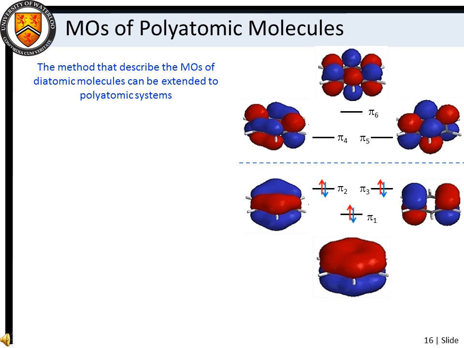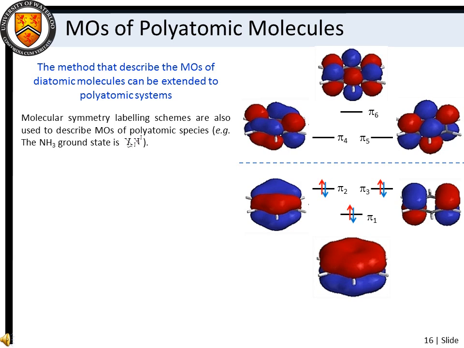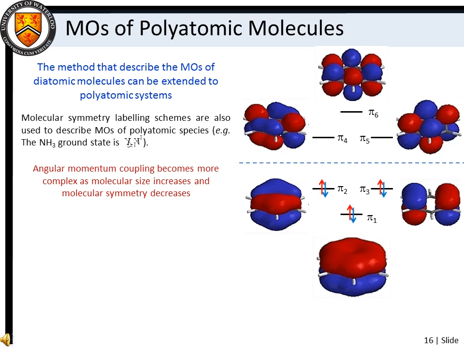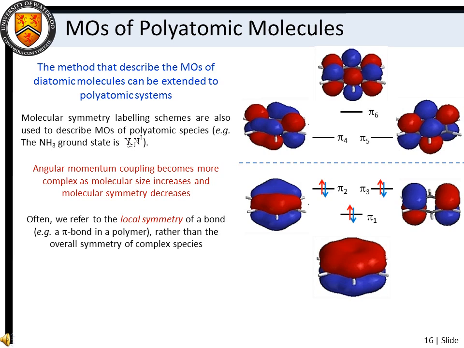The methods that have been outlined in this lecture for constructing MOs for diatomic molecules can be extended to polyatomic systems. Similar labeling schemes based on molecular symmetry are used to describe polyatomic molecular orbitals, but angular momentum coupling schemes do become more complex as molecular size increases and symmetry decreases. For this reason, one often refers to the local symmetry of a bond in polyatomic species rather than specifying the total molecular orbital symmetry. This is why we refer to sigma and pi bonds in, for example, benzene, despite the fact that benzene is clearly not a linear molecule and does not exhibit sigma or pi MOs.